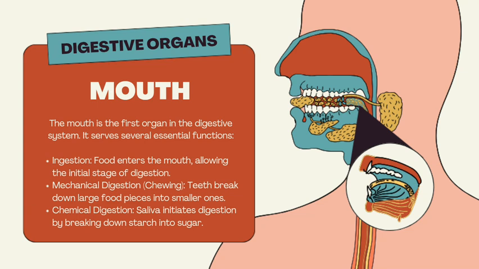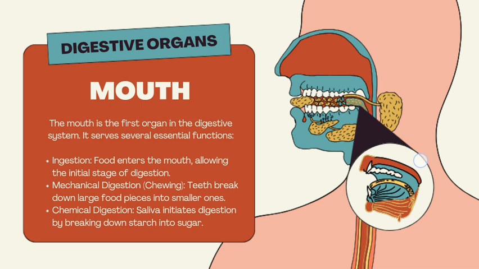In detail, saliva is a clear, watery liquid that is produced by the salivary glands, and it contains enzymes such as amylase, which is able to break down carbohydrates into simpler sugars.